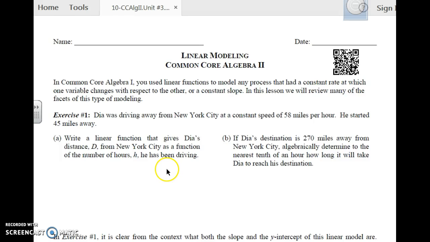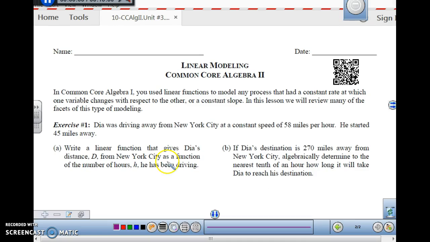This is Algebra 2, Unit 3, Lesson 4 on linear modeling. Now, back in Algebra 1, we learned about linear modeling, and so we're going to review that quickly, because that is the first basic kind of modeling that we looked at. Linear functions model any process that has a constant rate.